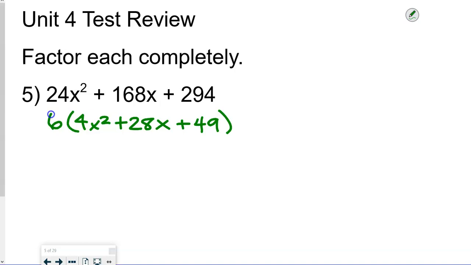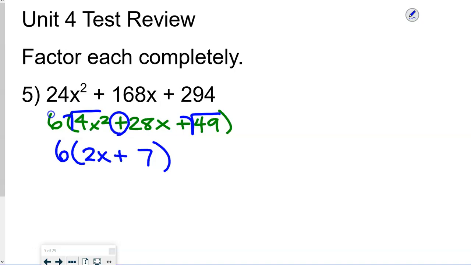Okay, now let's pause, take a step back here and look at this problem. Do you guys notice that the first number, 4x squared, is a perfect square and the last number is a perfect square? So I'm going to take the square root of this. I'm going to bring that 6 down, and I'm going to put 2x here. And I'm going to take the square root of this, and that gives me a 7. And I'm going to look at the sign in the middle here. Y'all see this plus sign right here, and I'm going to bring it down.